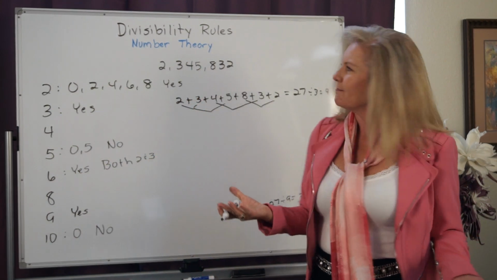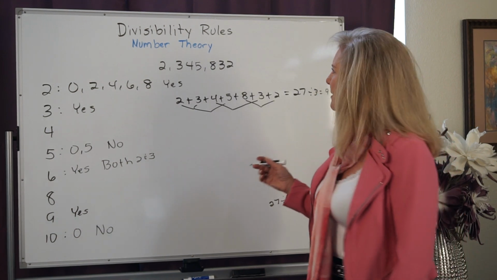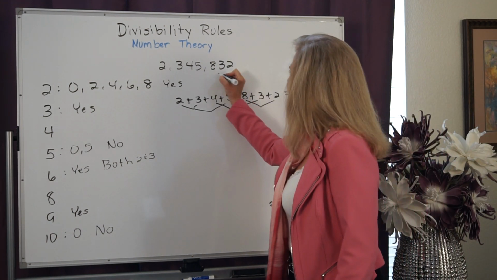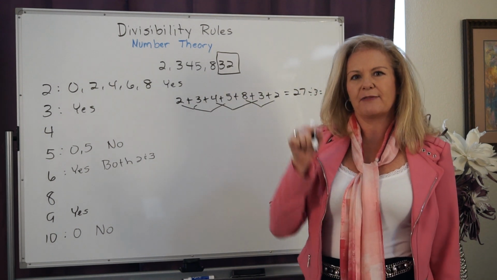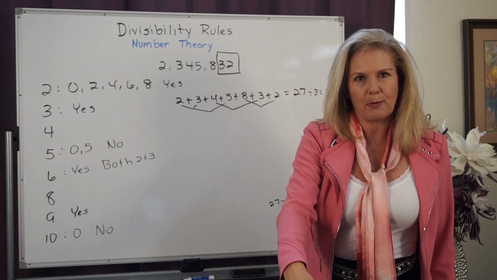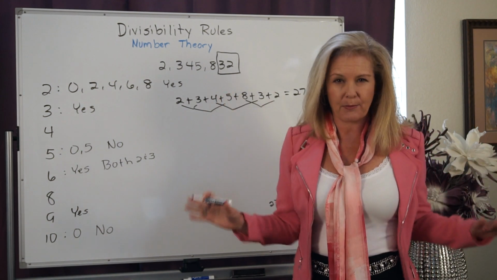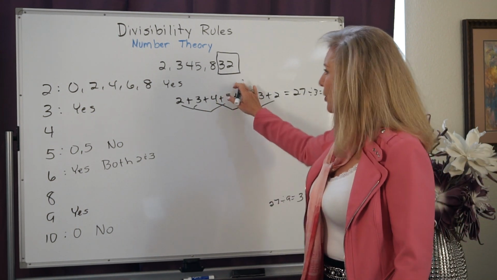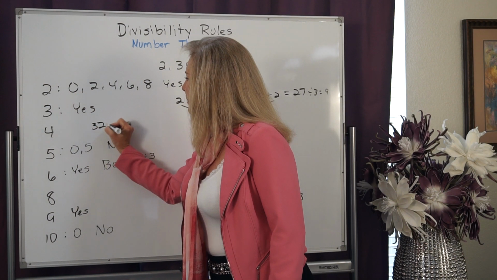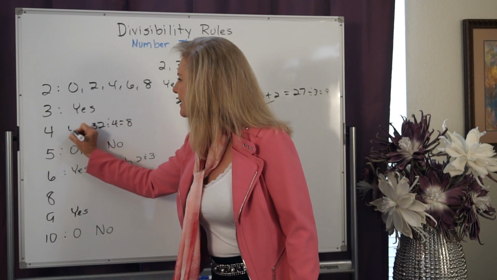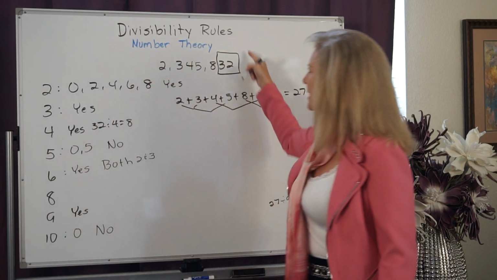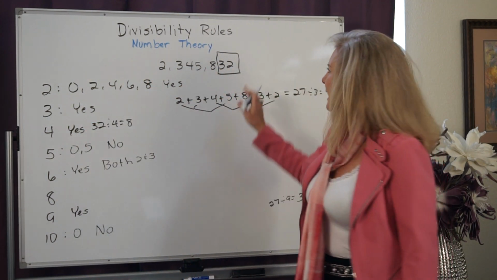4 and 8 are different from the other ones. So for 4, we take a look at the last 2 digits. And if the last 2 digits are divisible by 4, the entire number is divisible by 4. Well, 32 divided by 4 is 8. Therefore, yes, that entire number is divisible by 4.